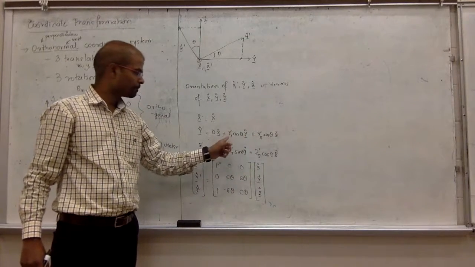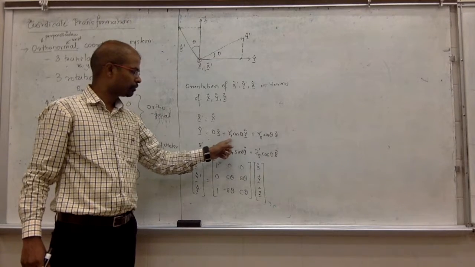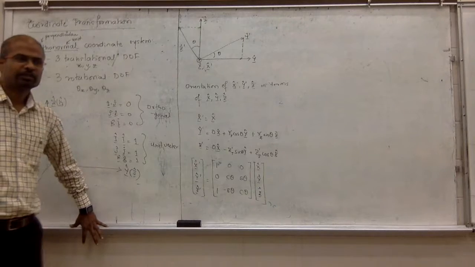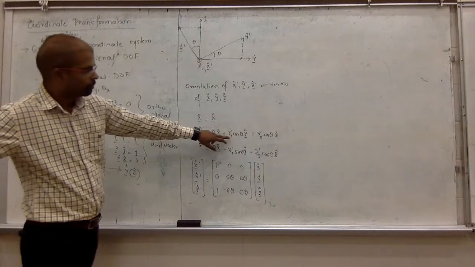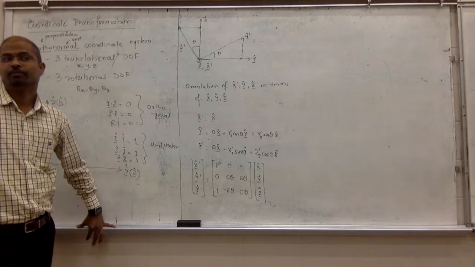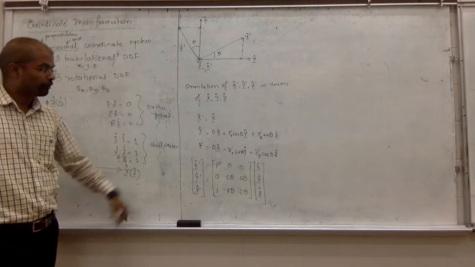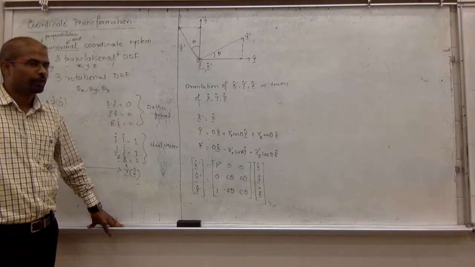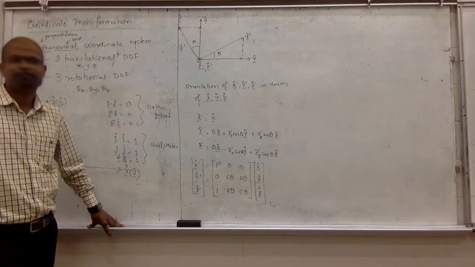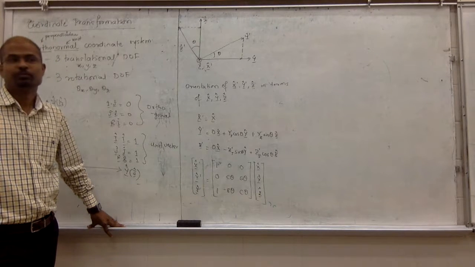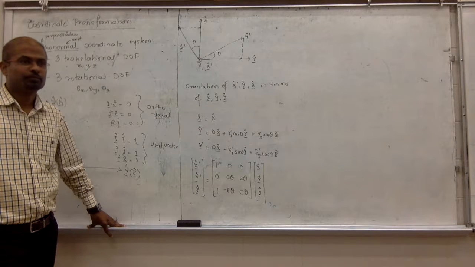Now tell me, where did this go? See, I've missed this y. It should be attached to the cosine theta. I have not written that. Why have I not written that? Think about it. Because of the unit vector term for y.